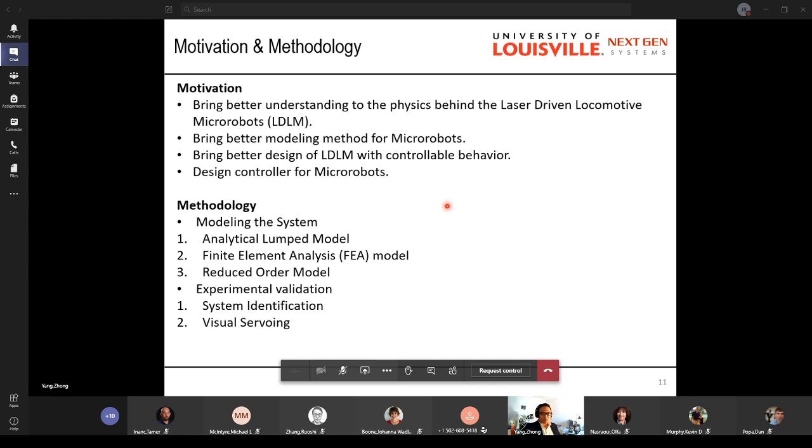The methodology I'm using is first modeling the system of the microrobot. I have three different tools: the analytical lumped model, finite element analysis, and the reduced order model. I also use experiments to validate those ideas and concepts. Basically, I will try to use system identification and visual servoing.